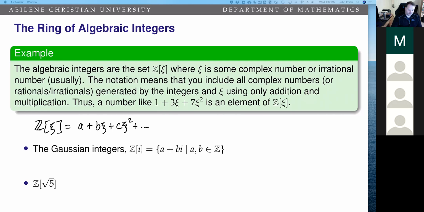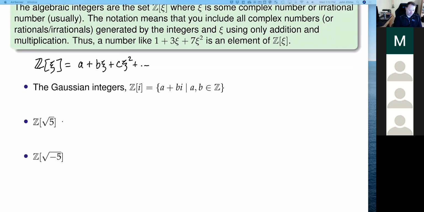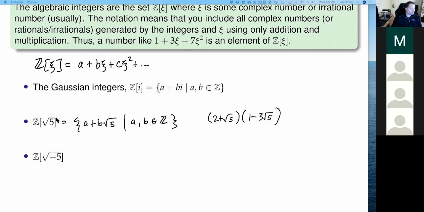Let me write down the other two real quick that I have here. What would the algebraic integers over square root 5 look like? What would be the set of all things that are of the form a plus b square root 5, such that a and b come from the integers? And just to show you that that group is closed, because you might worry, is that going to be closed under multiplication? And it is, because if you take, say, 2 plus square root 5 and multiply it by 1 minus 3 square root 5, both of those elements belong to this set.